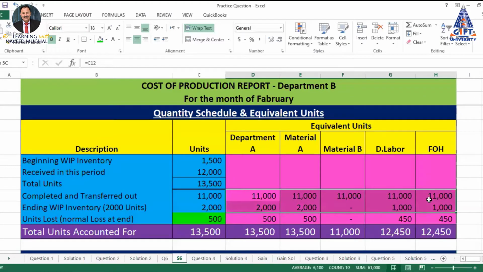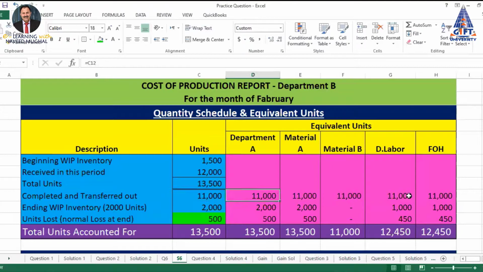With respect to every cost element, completed units are 100% complete and 100% cost has been allocated or consumed by those units. That's why we straightforwardly write 11,000 under all these columns. So we have 11,000 completed units and 2,000 units are still in process, and the stage of completion is different for each cost element.